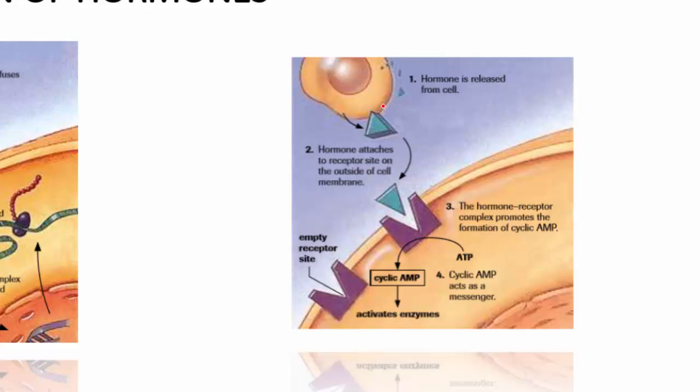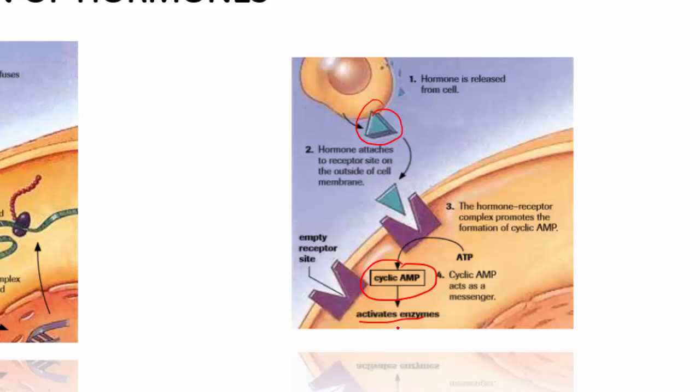The hormone is the primary messenger. Cyclic AMP is the secondary messenger. And what this molecule does is it goes throughout the cell and it activates enzymes that are already present but are in their inactive form. Something like, remembering from grade 11, pepsinogen being converted to pepsin or trypsinogen being converted to trypsin.